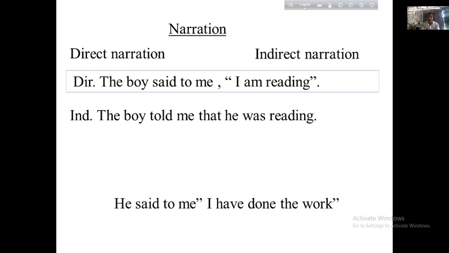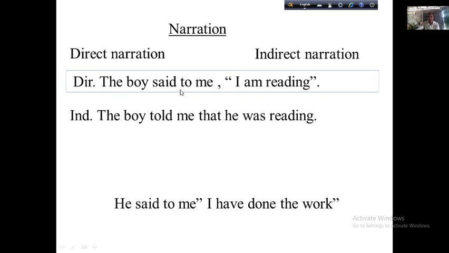I am saying again for you, in direct narration, the speech of the speaker is unsensed and it is bounded by inverted commas, and in indirect narration, the speech of the speaker is sensed and we also use different kinds of connectors or linkers. That is indirect narration. Let us see an example.